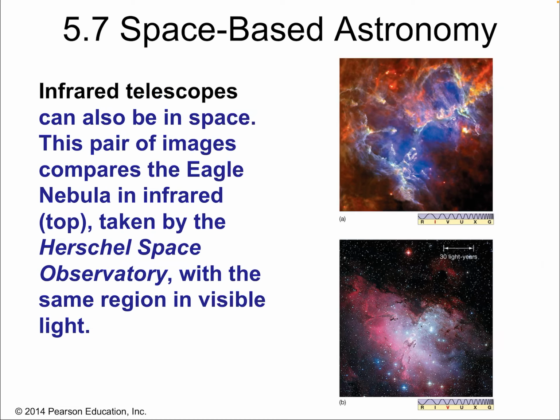This pair of images compares the Eagle Nebula in infrared, taken by the Herschel Space Observatory, with the same region in visible light. Notice the observation in visible light and the observation in infrared. We can see a lot more going on in the infrared in this region, which is artificially colored red, because this is light that would normally be blocked by interstellar gas and just appear as black, basically the black spots between the stars. Here, instead, the stars still show up as bright spots, like the red dots that I'm drawing, but in between we see all these shades of artificially colored red representing those infrared waves.